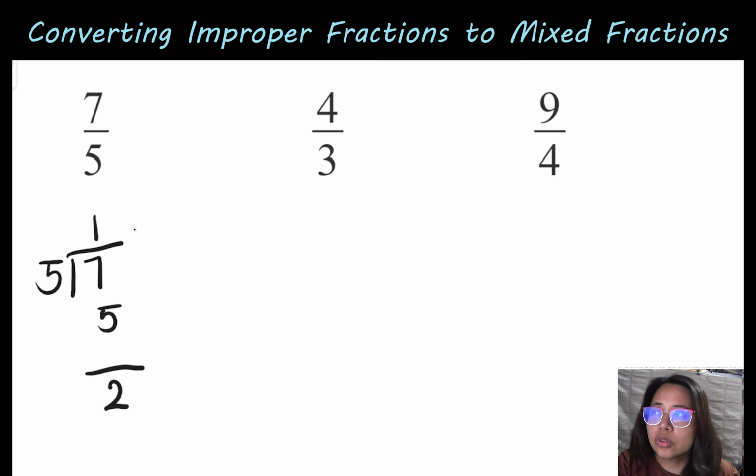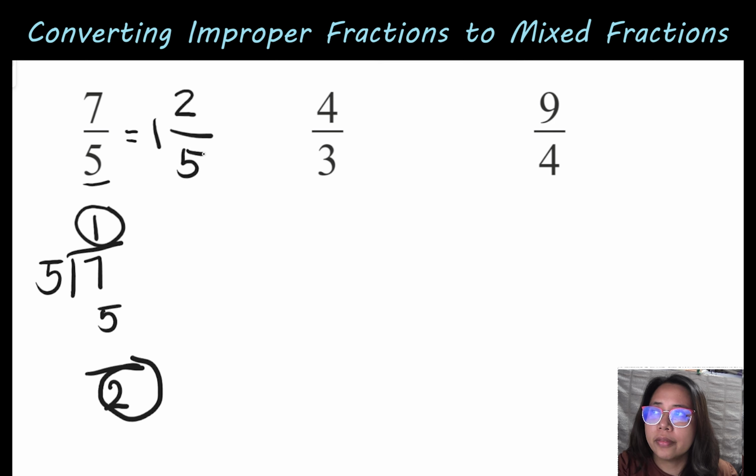Okay, so, paano natin isusulat yung ating mixed fraction? Okay, so, yung ating sagot, ito yung magiging whole number. Okay, and then the remainder, which is 2, will be our numerator. Okay, so 2. At kukopyahin lang natin yung ating denominator na 5. Okay, so, ito yun. So, ating whole number. Okay, and then this will be our numerator and then the denominator.